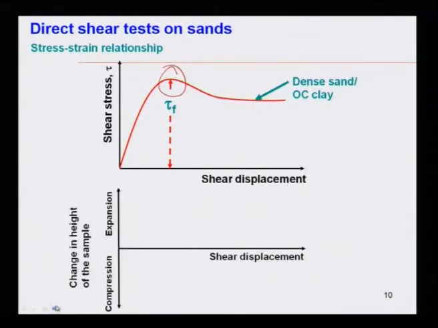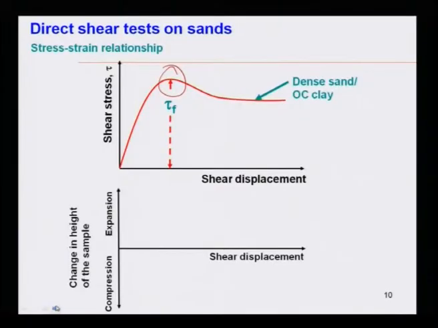Similarly, the change in height of the sample. How do you measure the change in height of the sample? By means of a vertically placed dial gauge. Whether it is compression or extension, you can measure the change in height. Shear displacement is measured by the dial gauge which has been placed laterally. So, with the change in height of the sample against shear displacement, this kind of curve we will get for dense sand or over consolidated clay.